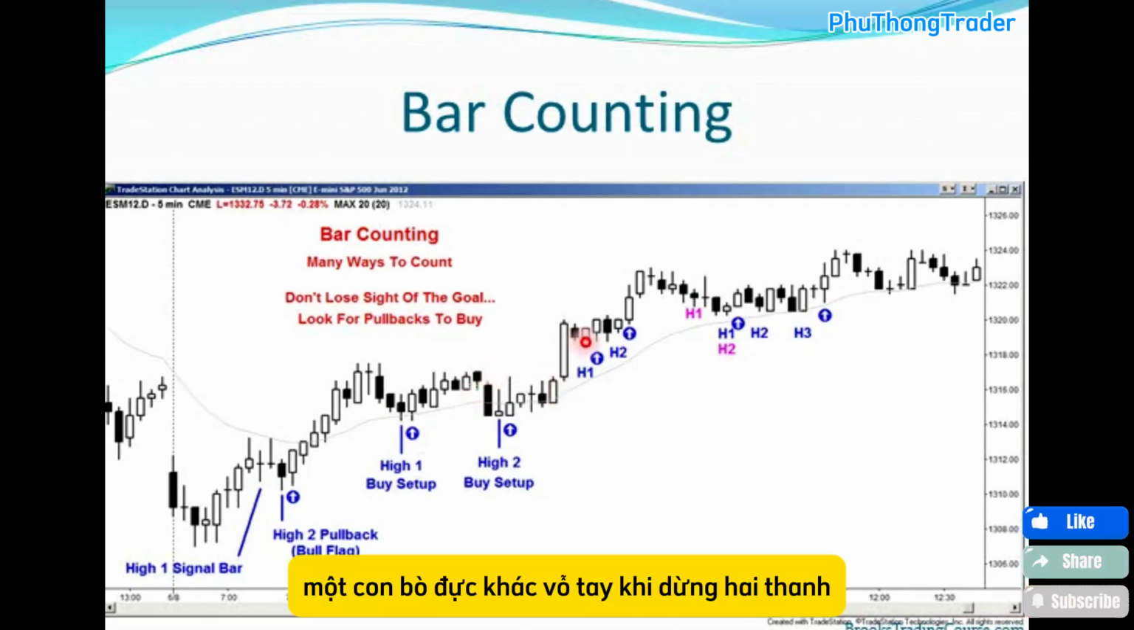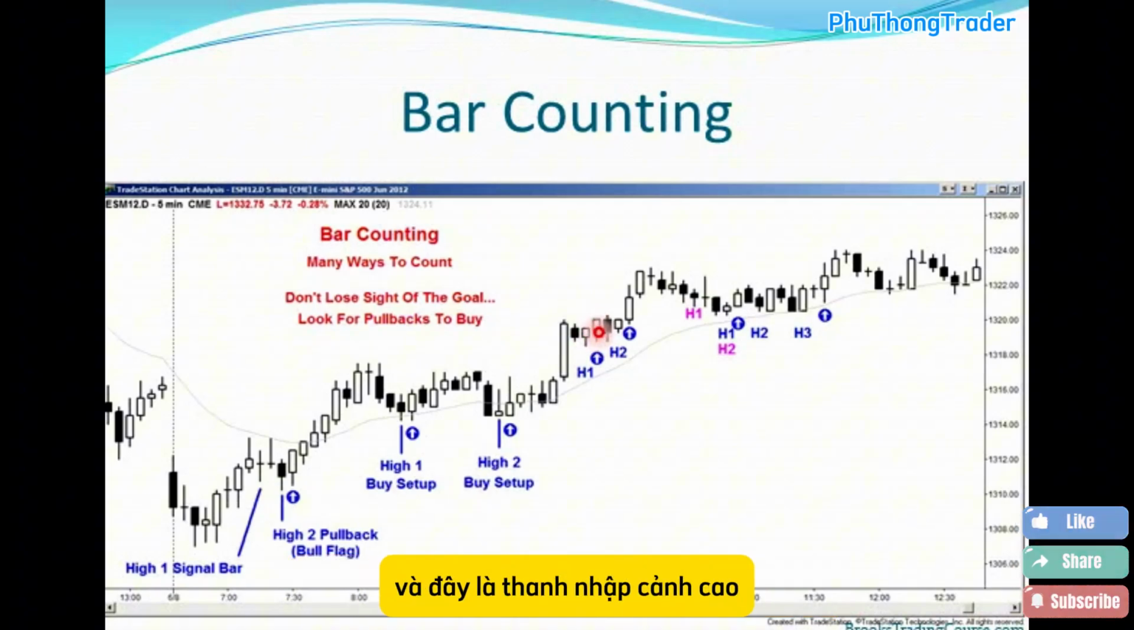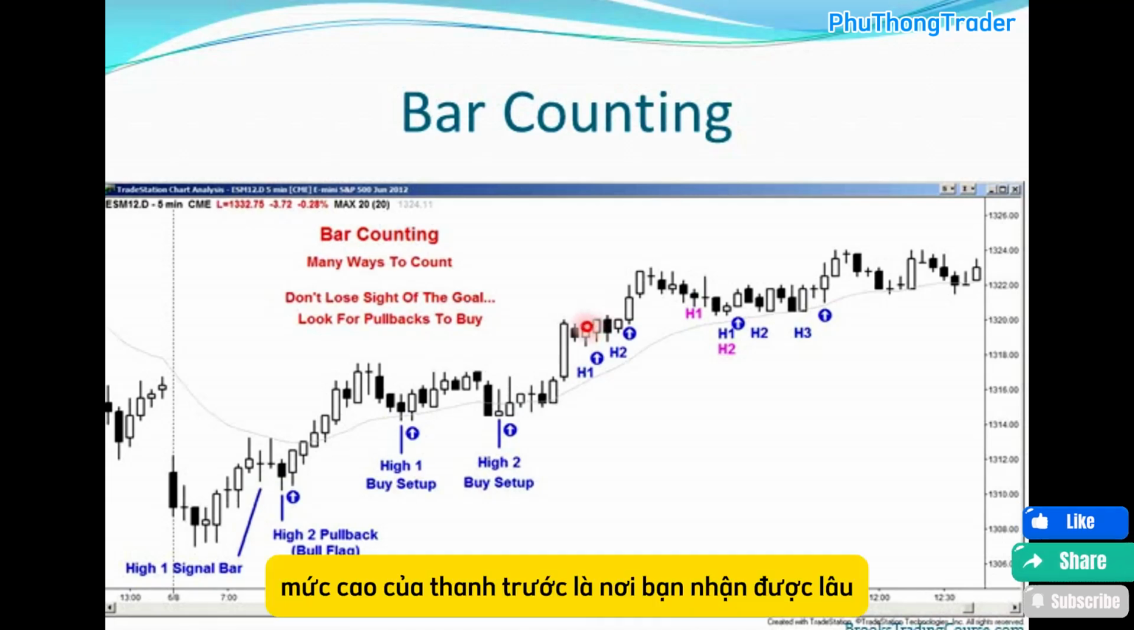Another bull spike, a pause, a 2-bar pause. So it's a high 1 buy setup, and here's the high 1 entry bar. One tick above the high of the prior bar is where you get long.